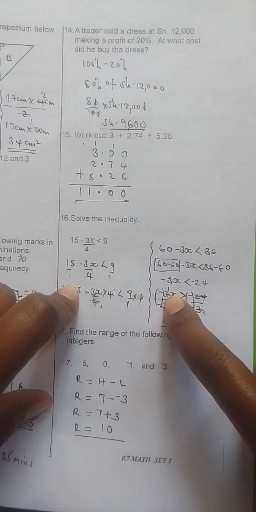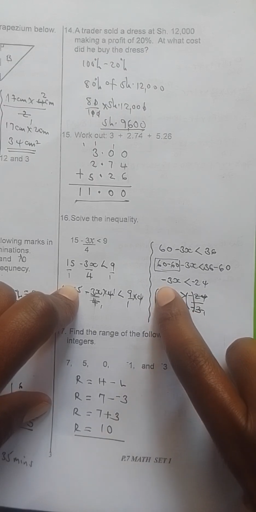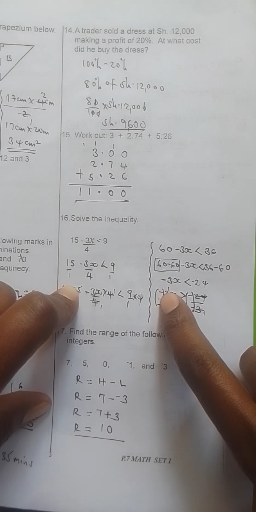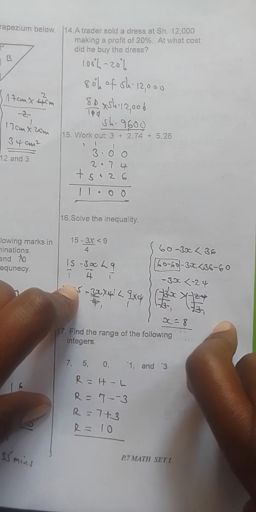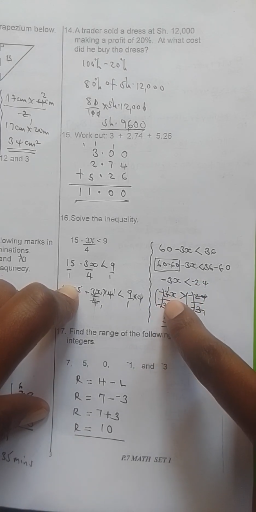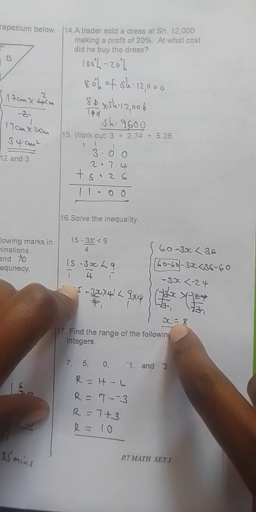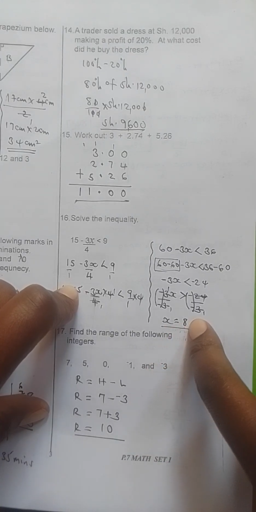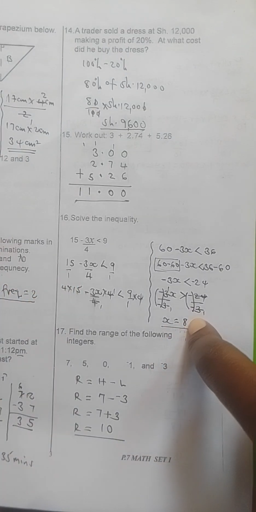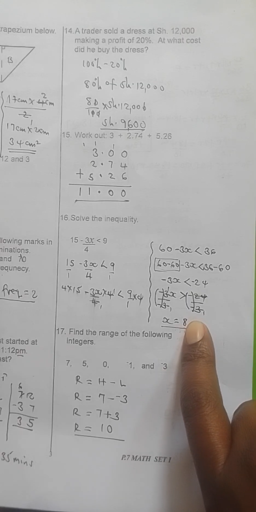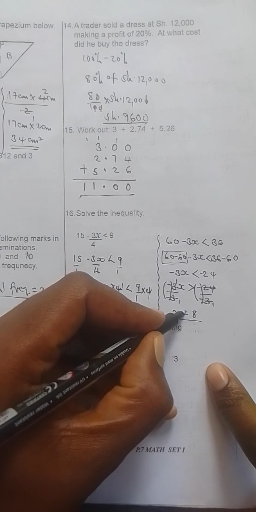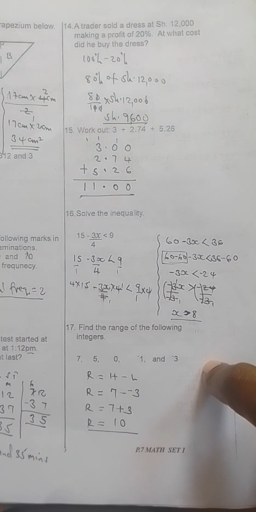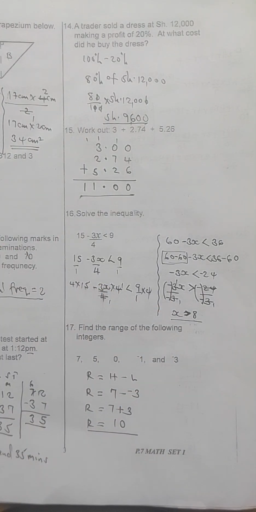Then when you are dividing a negative sign, don't cross it, just put it in the box. When you cross it, it becomes a positive. You just need to know that negative divided by negative is positive. And I ended up getting the value of x is greater than, it's supposed not to be equal, but greater than. x is greater than 8.